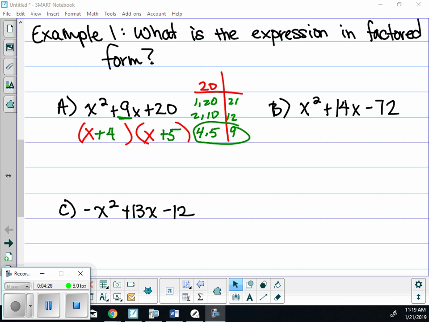So some of you might write down x plus 5 and then x plus 4. That's fine. I might do x plus 4 and then x plus 5. It doesn't matter what order we do those in. Okay. So B, first step. Put the parentheses and the variables. Our variable in this case again is x.